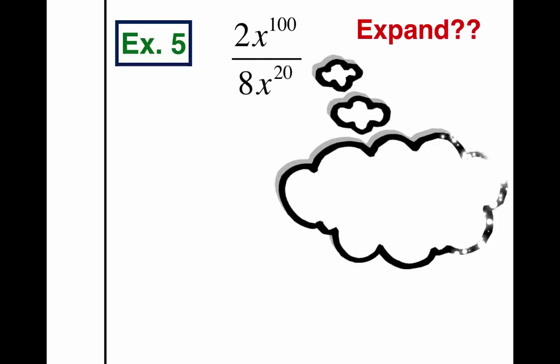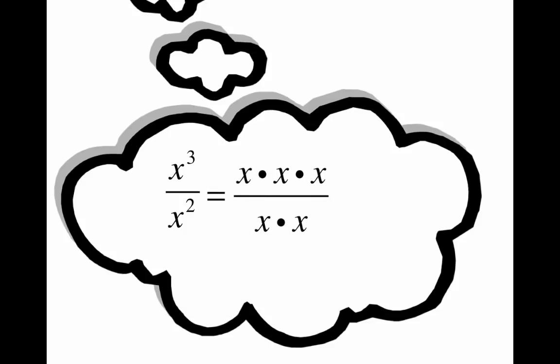So let's think about this problem for a minute. Let's think about a simpler problem actually. What if in our little thought cloud we had x to the 3rd over x to the 2nd? I would expand this problem. It wouldn't bother me to expand this. That'd be x times x times x over x times x. Now we look for the power of 1s and we get rid of the power of 1s. And what's our simplified answer? Yeah, we're left with just an x over 1, which is x.